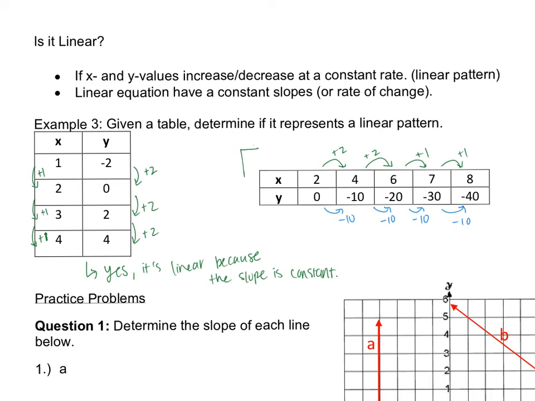Let me write that up here. So no, it's not linear because the slope is not constant. And remember, the slope is made up of x's and y's. Remember that slope formula? Well, it has x's and y's in it. So if the x's are not staying the same every time, that's going to affect the slope.